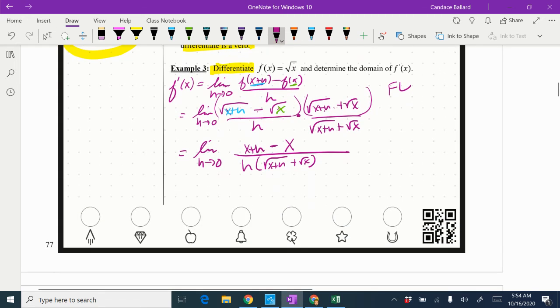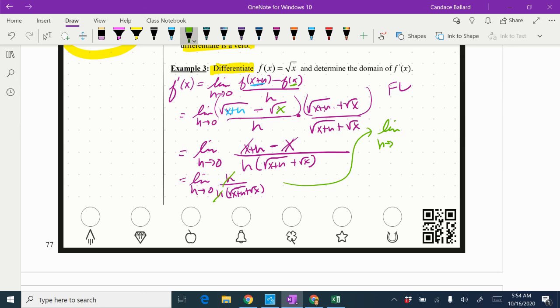Okay, and then I'm noticing that I get to simplify my x's. So I have the limit as h approaches 0 of h over h times the square root of x plus h plus the square root of x, and check it out. The h's cancel. So we now have the limit as h approaches 0 of 1 over the square root of x plus h plus the square root of x.